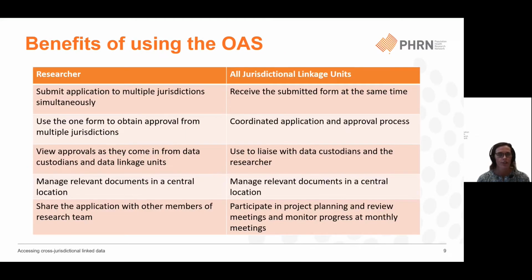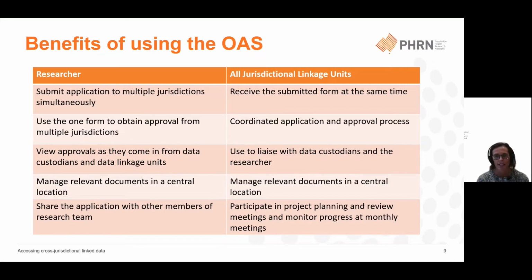What are the benefits of using the online application system? For the researcher, they are able to submit an application to multiple jurisdictions simultaneously. They use the one form to obtain approval from multiple jurisdictions. They're able to use the system to view approvals as they come in from data custodians and data linkage units. They can manage all the relevant documents in this central location, and they're also able to share the application between members of their research team.